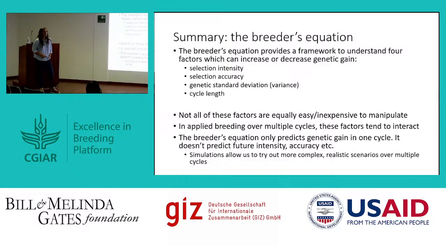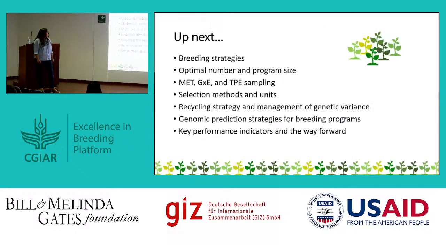So in practice, you will want to think more about how your decisions compound over time to change response to selection in your population. And we can always do that by simulation. So that's just a quick overview of the things that we'll be talking about later. We'll talk about breeding strategies, the optimal number of individuals to use as parents and program size, METs, G by E, and TPE sampling, selection methods and units, and other aspects as well. But you can find them in your agenda.